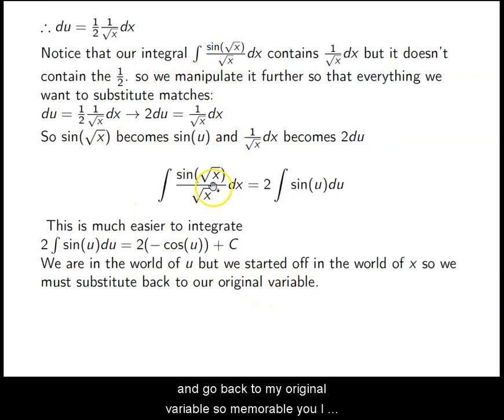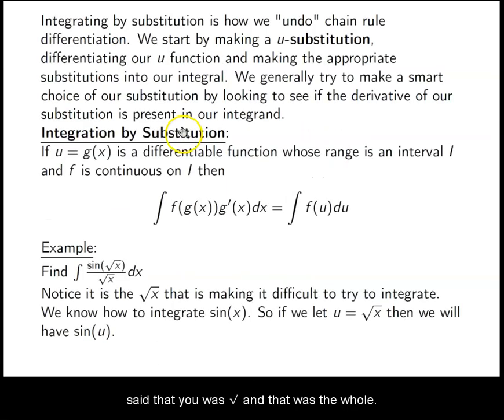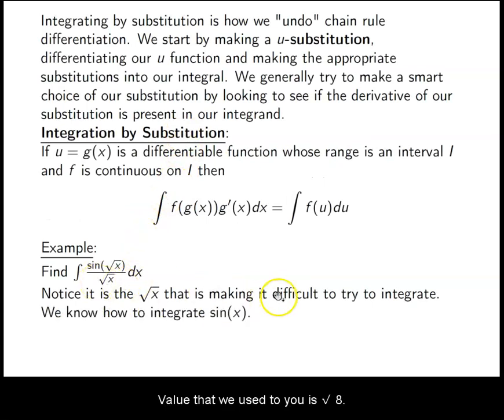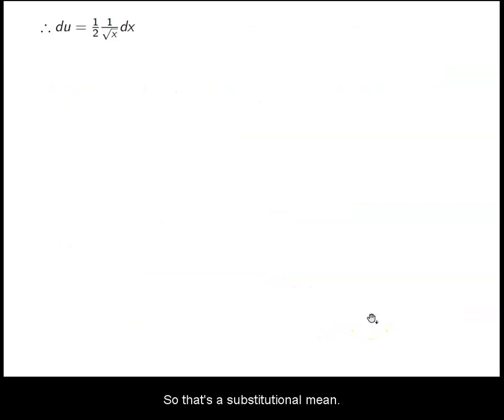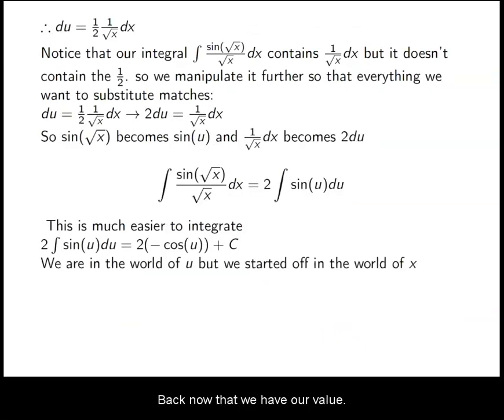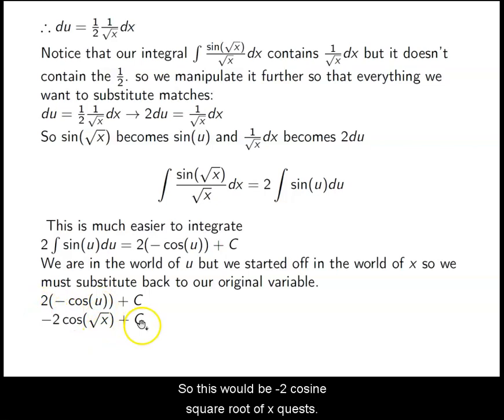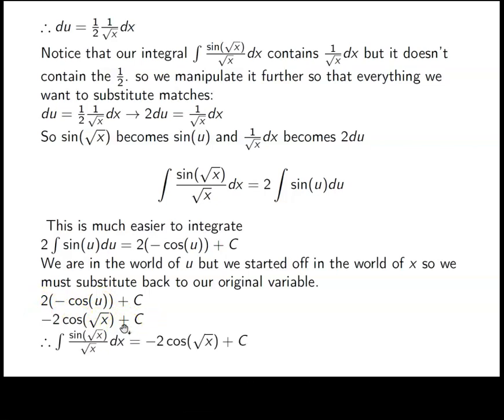So remember what we used? I said that u was square root of x. That was the whole value that we used here. u is square root of x. So that's the substitution that we'll make back now that we have our value. So this will be negative 2 cosine square root of x plus c. That will be my final answer. So this integral turns into this function.